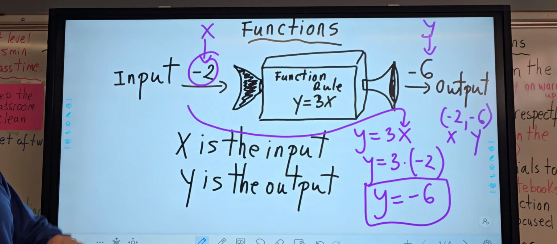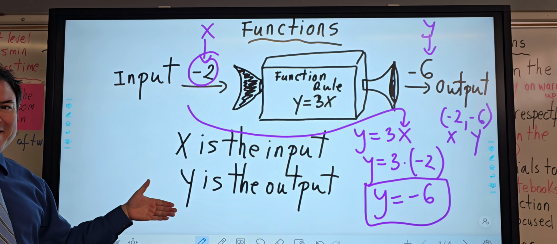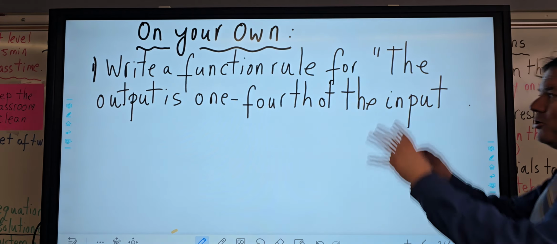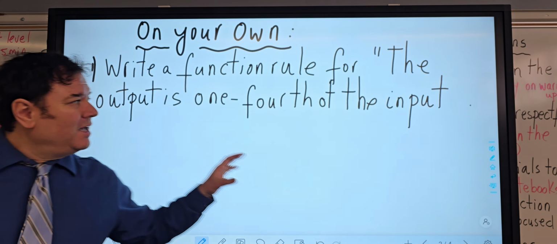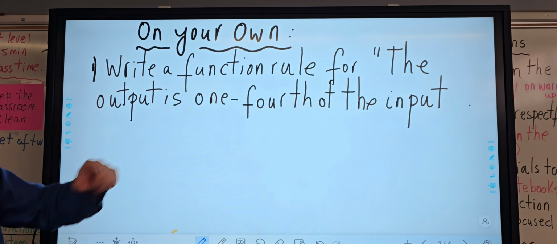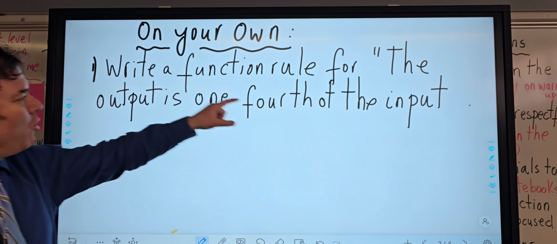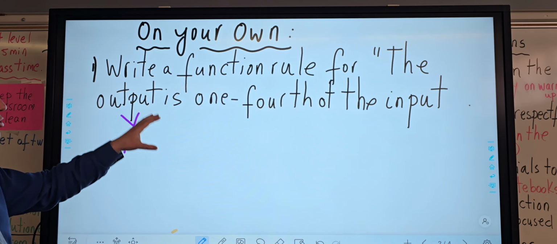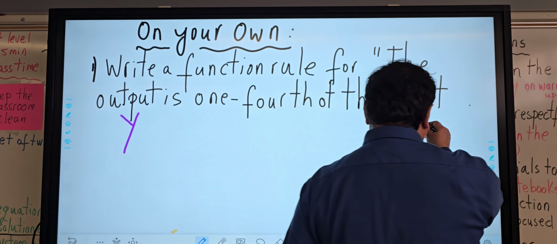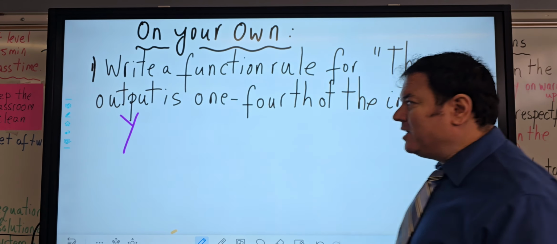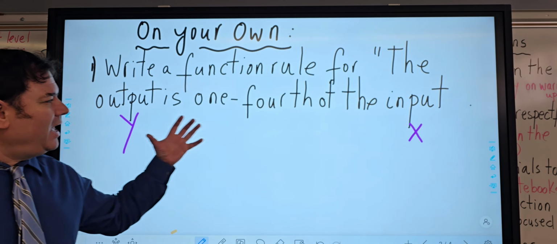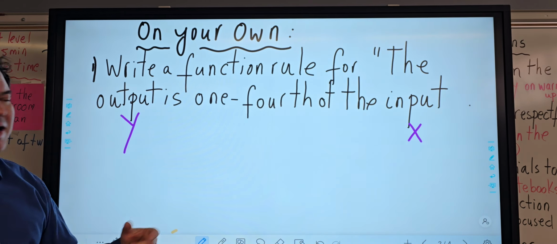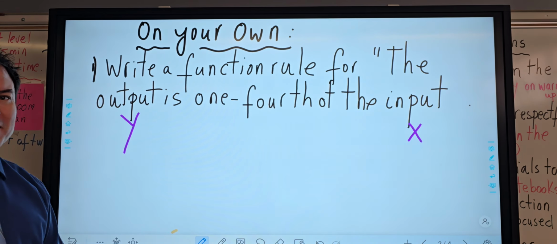Okay? Take a look at this. X is the input, y is the output. And let's look at another example on your own. Take a few minutes, and I want you guys to see if you can write a function rule for the output. Remember, the output, which is y, is 1/4 of the input, which is x. Take a few minutes, see if you can come up with an equation, with a function, okay? Think about that, and then I'm going to explain it to you guys.